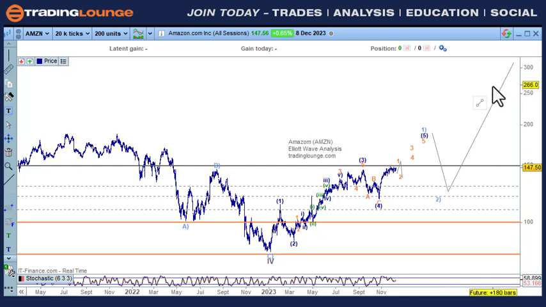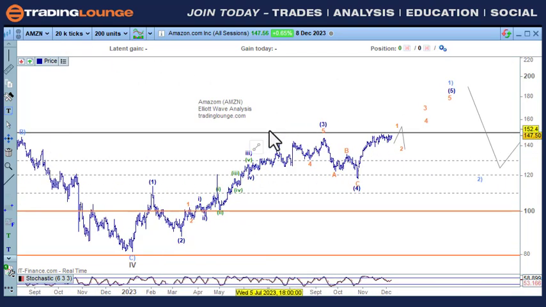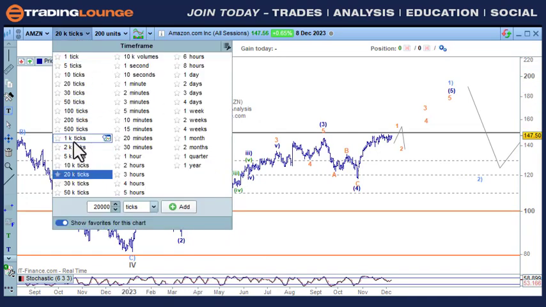So anyway, be mindful of that. The people that call the highs in the S&P and the NASDAQ, if they call this as wave 5 here, sure, they'll be right in the short term of seeing this pullback here, but we'll be looking to be bullish in that case. Anyway, this is 20,000 ticks. We'll just go to 1,000 ticks.